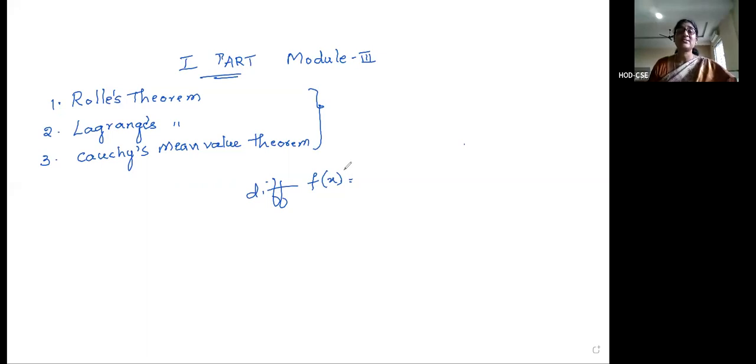So blindly we can't say all the functions are continuous. Blindly we can't apply all mean value theorems for it. Okay, so suppose if I have mod x for all the interval, suppose if I take minus 1 to 1, it is continuous, because for all the values from minus 1 to 1, mod x gives finite values. Is it clear, right? It is always continuous.